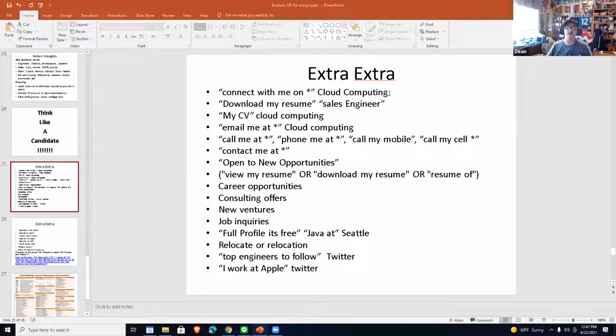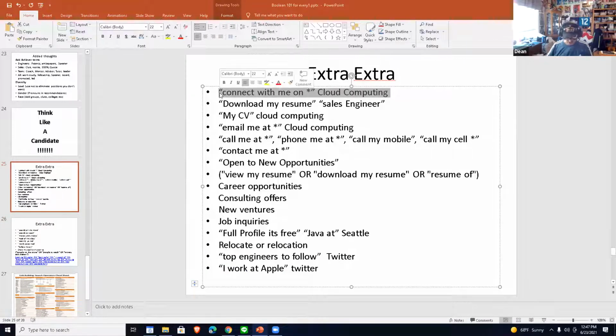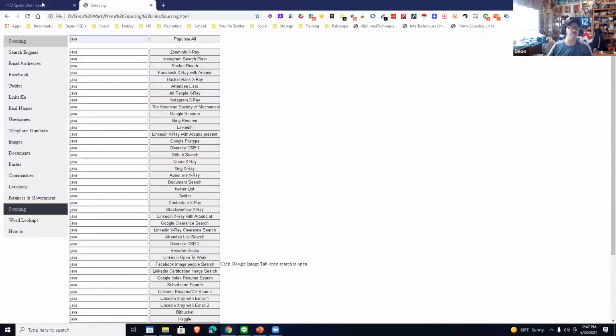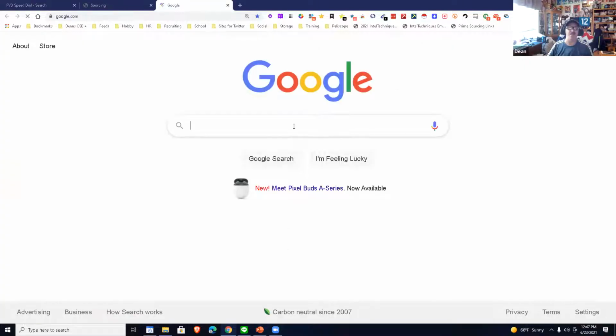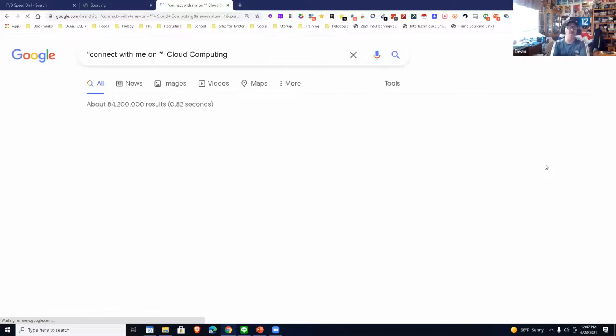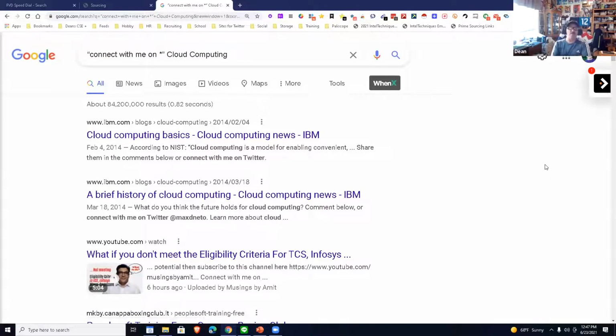Connect with me. This is one of the most interesting things I've done. This is basically a semantic and natural language string, not really a Boolean string, but let me show you what it does. And I can make it a Boolean string pretty easy. Connect with me on cloud computing. Okay, so I'm looking for people that have a way to connect with them that are talking about cloud computing. Okay, so wait a minute. They have a way to connect with them? Well, isn't that what you're supposed to do when you're looking for candidates? Finding a way to connect with them?